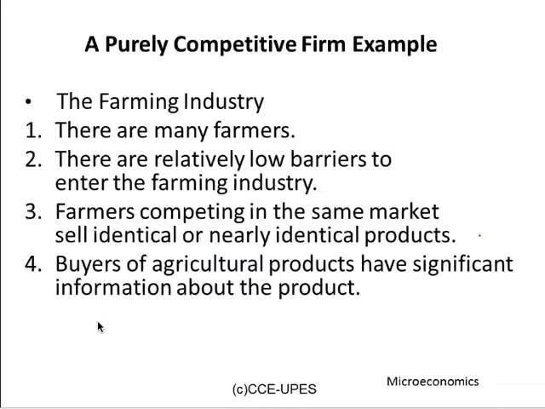Now take the case of potatoes. Now there may be some difference which is not very significant, and we take potatoes from wherever, which is the closest outlet. So the buyers of agricultural products have significant information about the product. These are the requirements which are met, and we say an example of a competitive firm is farming.